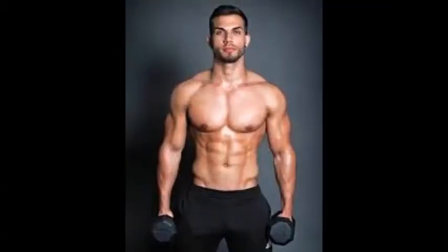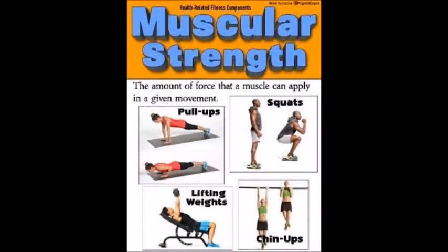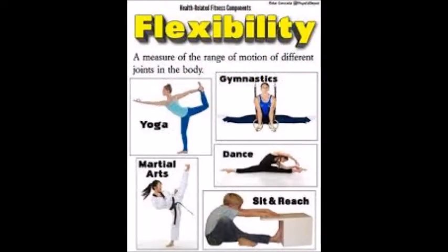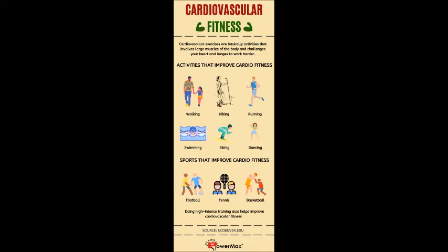Number 2, muscular strength. This is the amount of force that a muscle can apply in a given movement. Number 3, flexibility. This refers to a measure of the range of motion of different joints in the body. And lastly, the cardiovascular fitness.